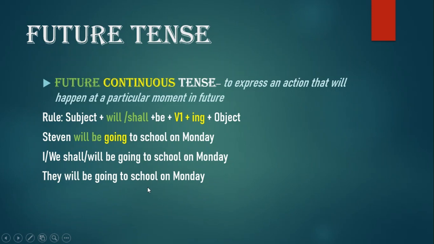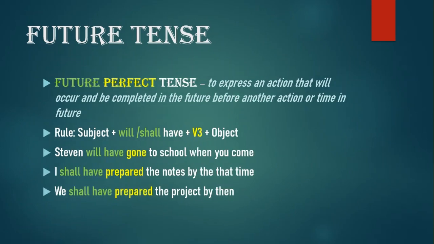Coming to the third classification, that is future perfect tense. This tense is used to express an action that will occur and will be completed in future, before some other action or time in future. So we are talking about an action that will happen in future before something else is going to happen, or at a given time. So it will be completed then. The rule goes like this: subject plus will or shall have. Now, since it is perfect, it is third form of verb.